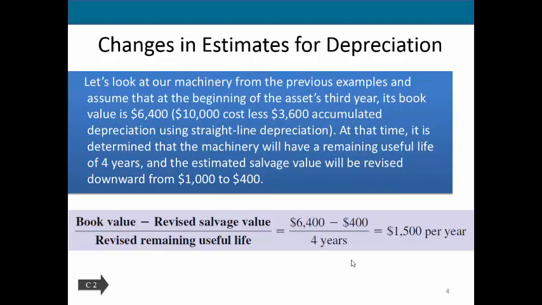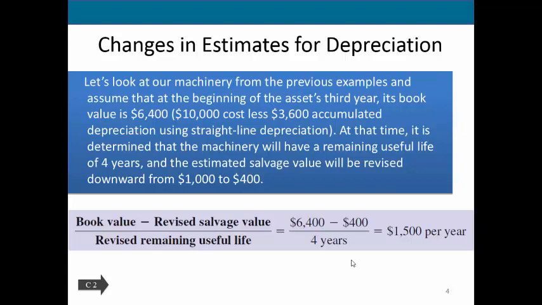So what's happening? First, we're saying we originally thought that this asset would last us 10 years. But now we're at the beginning of the 3rd year, and we know it's only going to last another 4 years. So in truth, we're only getting 6 years out of this asset because 2 years have passed, and now at the beginning of the 3rd year, we see it's only going to last us about 4 more years. So the useful life is going to go down. We also see that the salvage value is not as high as we thought it would be, so we need to reduce that to $1,000.